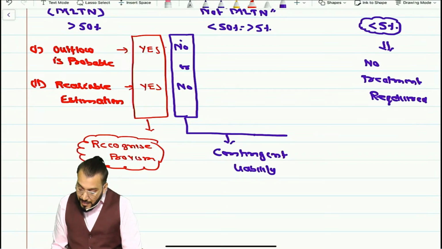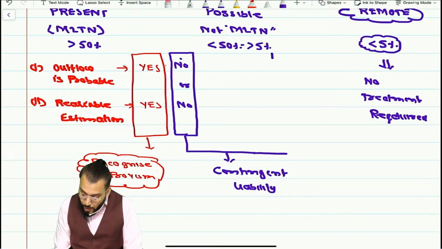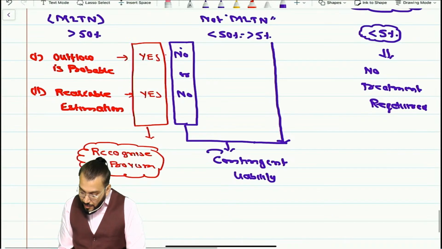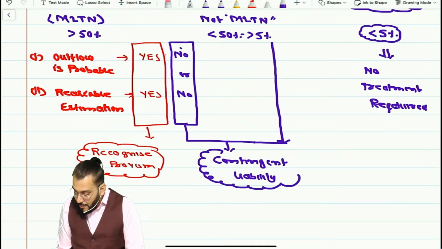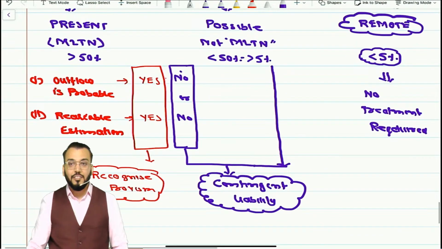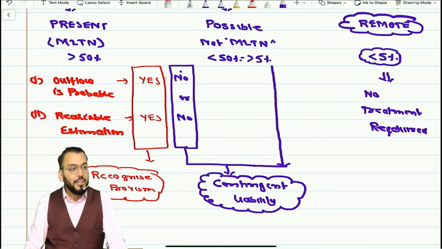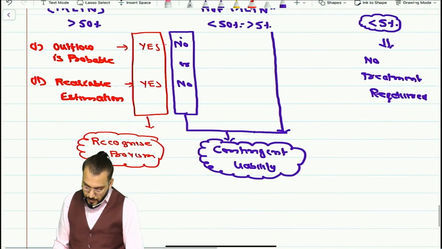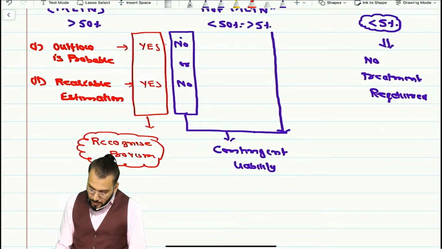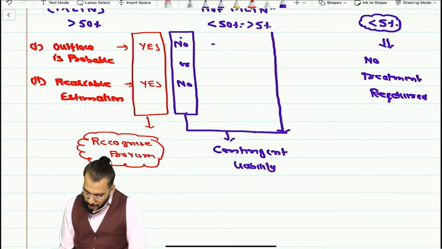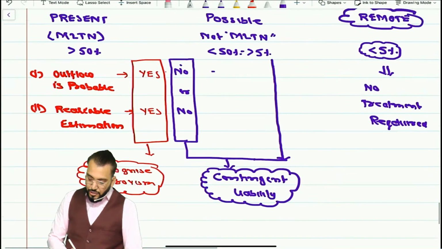Correct? And what does Ind AS 37 say if there is a possible obligation arising from a past event? Always what? Contingent liability. Always contingent liability. Understood? Correct? Have you understood this point?